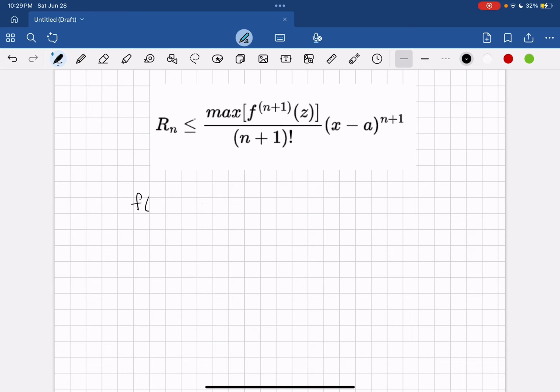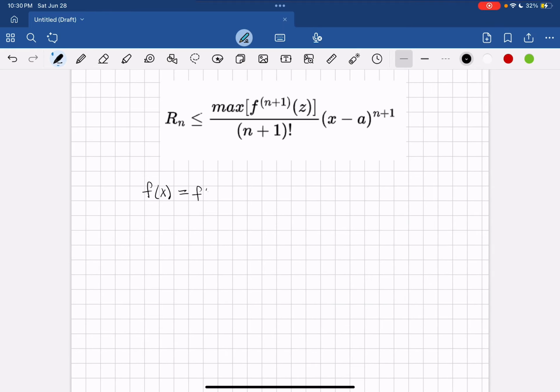So a Taylor series is used to write some continuous differentiable function, f of x, as an infinite sum of polynomials, which is written as f of a plus f prime of a times x minus a plus f double prime of a times x minus a squared all over 2 factorial, and this pattern continues forever. Now, the reason we use Taylor series is to approximate the value of f of x.